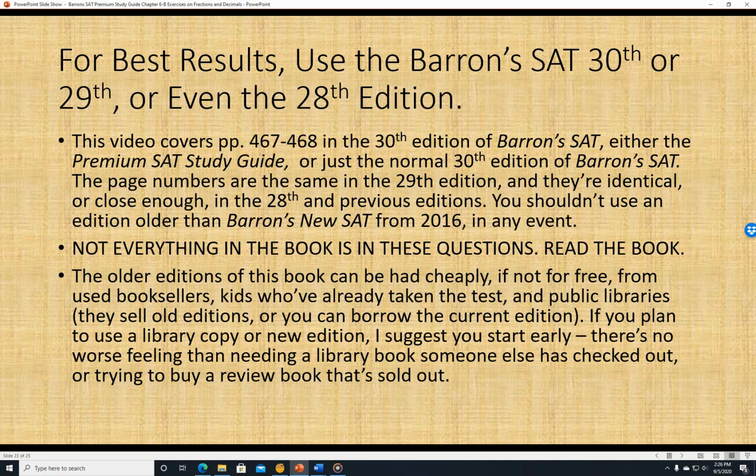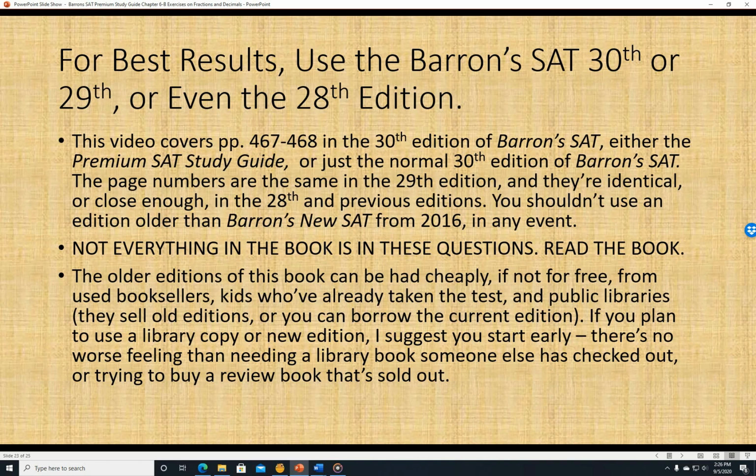You can get older editions of this book, like the 28th or 29th edition, cheaply, if not for free, from used booksellers, kids who've already taken the test, public libraries. They often sell or give away old editions. Literally, I've bought old SAT books for a dime at public libraries before. Or you can borrow the current edition from the library.